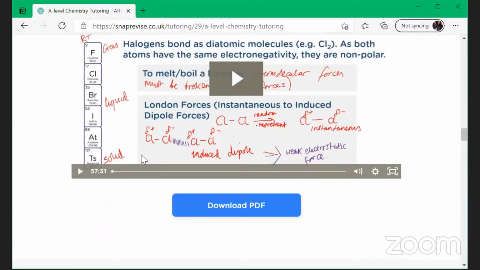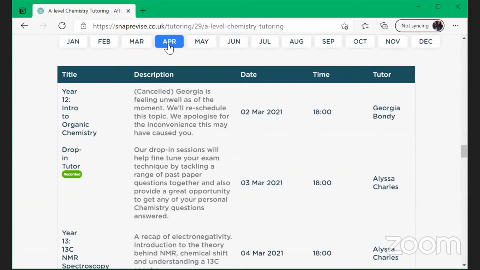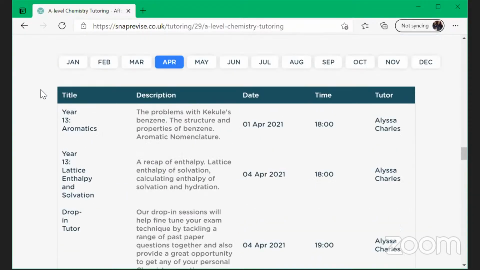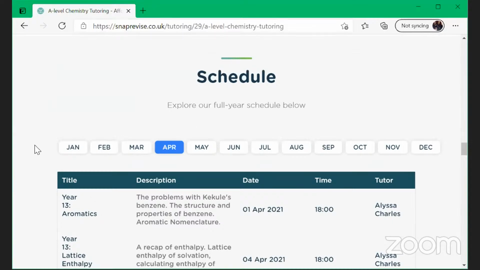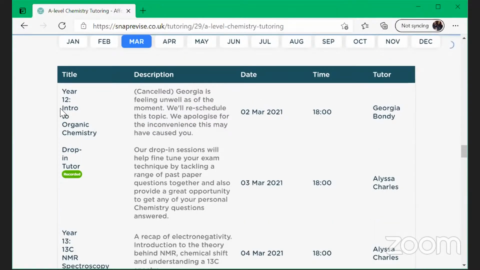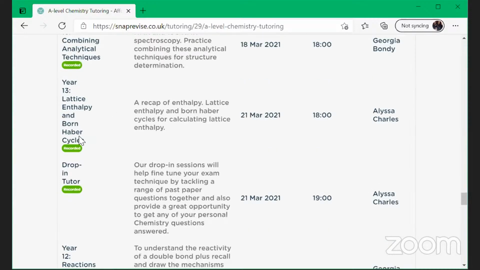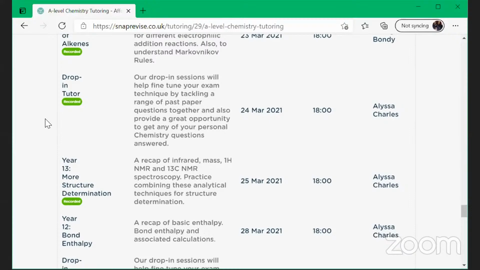If you scroll all the way down to the bottom, you can see some free sample classes to have a look at and to download. And then there is the schedule, which tells you all of the classes that are coming up for the next couple of months, so you can see what you'd like to come to. I'm sure you can cancel at any time after the trial. You get 1 week of all of the tutoring. So let's look at next week. If I scroll down to the bottom, you can see all of these are recorded. That means if you were part of SnapRevise, you could click on that and see the recorded lesson.